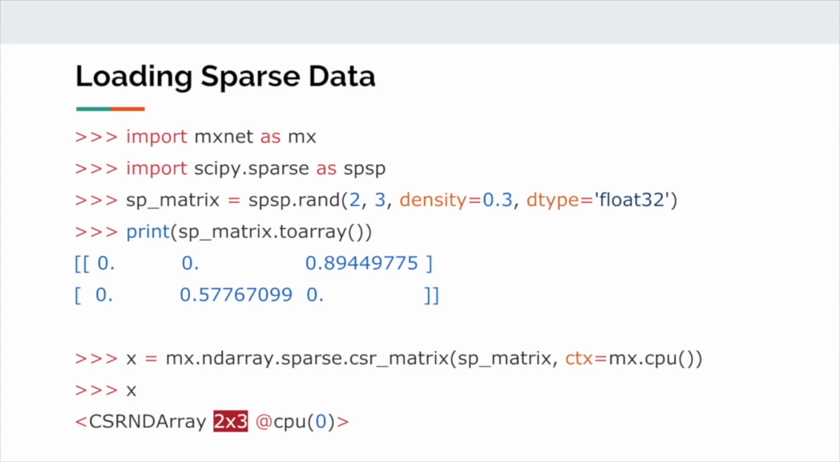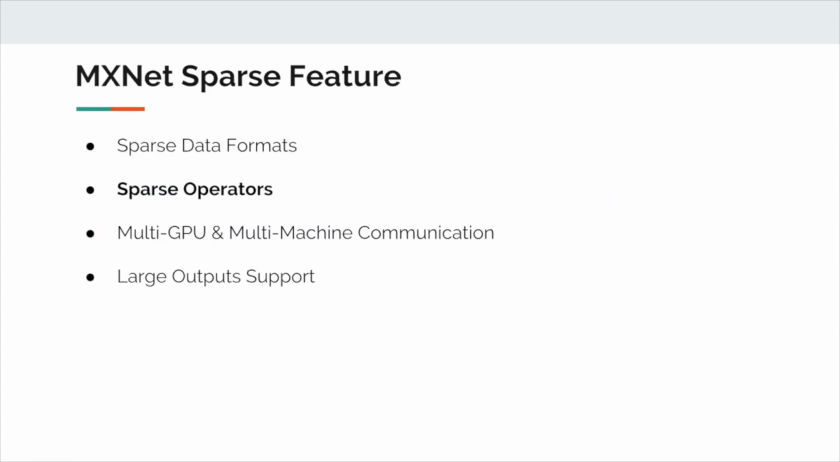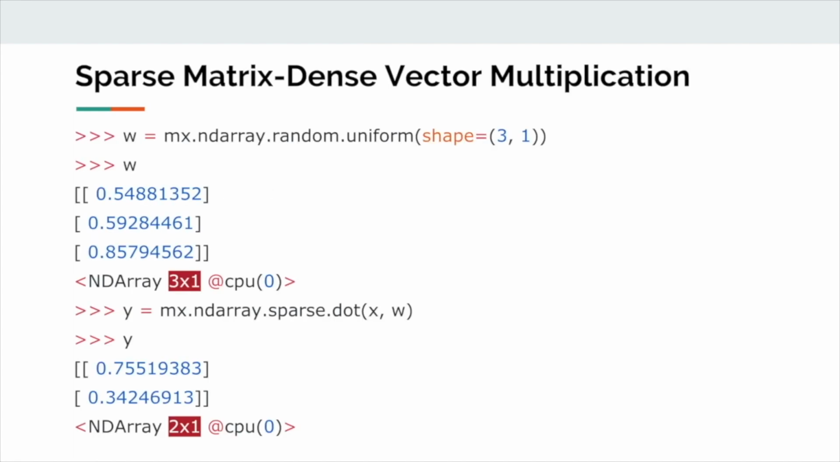Let's do some sparse operations on it. Here is an example. So first I create a sparse vector W. It's a vector of length 3. Then I just perform sparse matrix multiplication by calling the sparse.dot API. And then you can see this is the result.